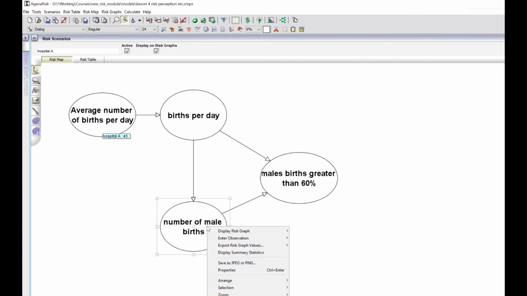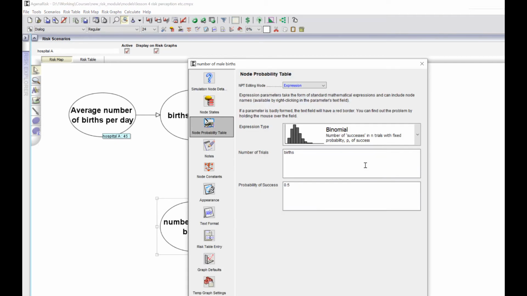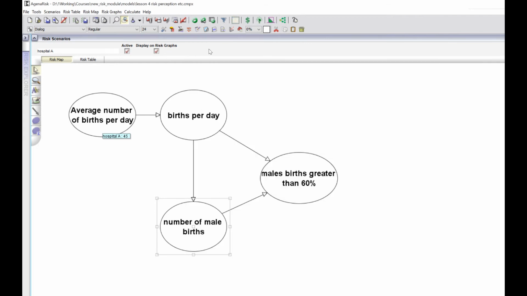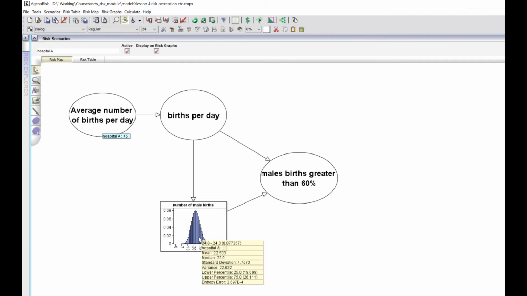Now the number of male births per day is a binomial distribution, where the number of trials is simply the parent node, number of births, and the probability of success, which is the probability of having a male birth, is simply assumed to be a half, 0.5. Because I've already run the computation, you can see the distribution for number of male births.